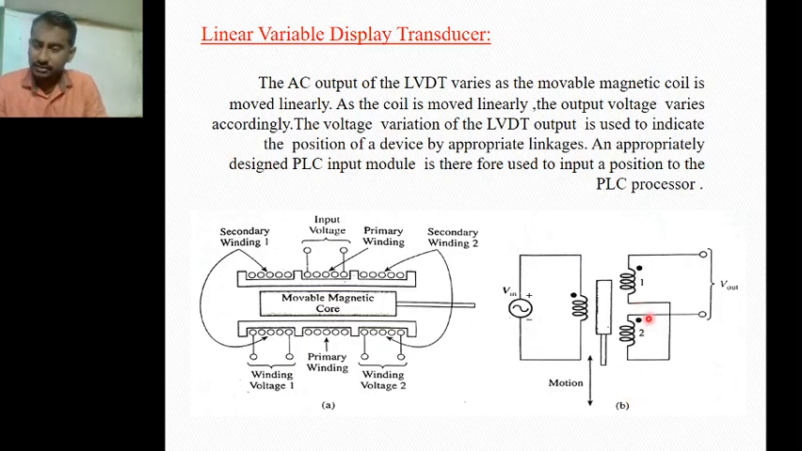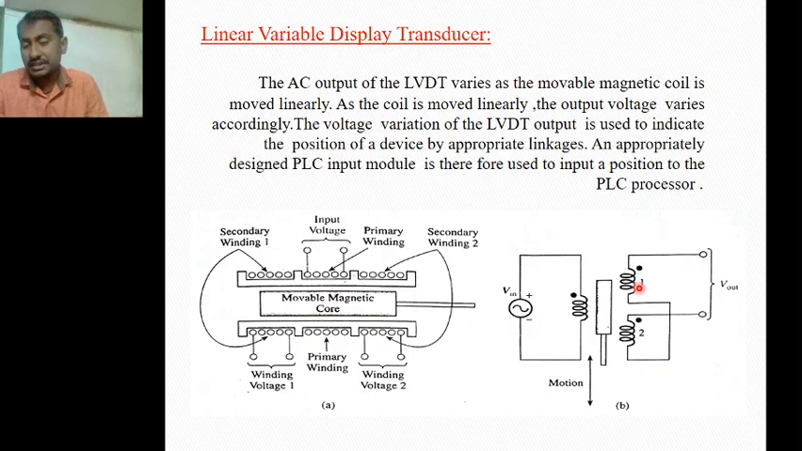That means section 1 and section 2 have the same number of turns. And one observation is that the core is a movable core, which we can move very flexibly. When we give an electrical supply to the primary winding, some voltage will be induced in both of the secondary windings. Suppose the voltage induced in section 1 is V1, then the voltage induced in section 2 is minus V1.